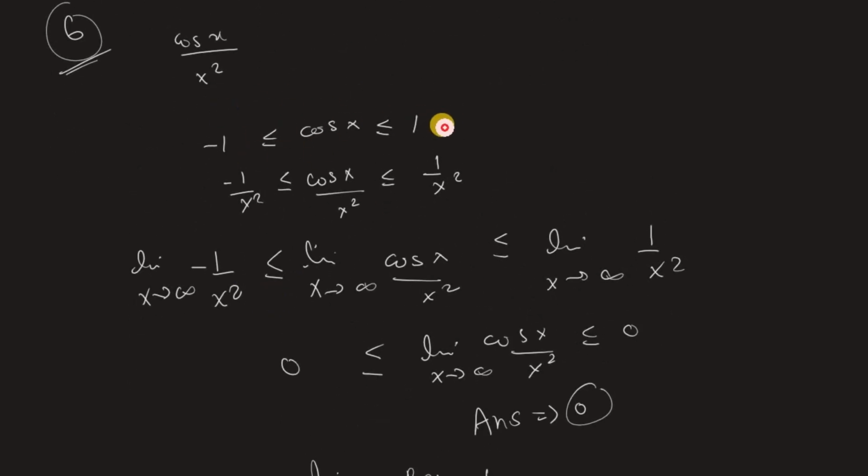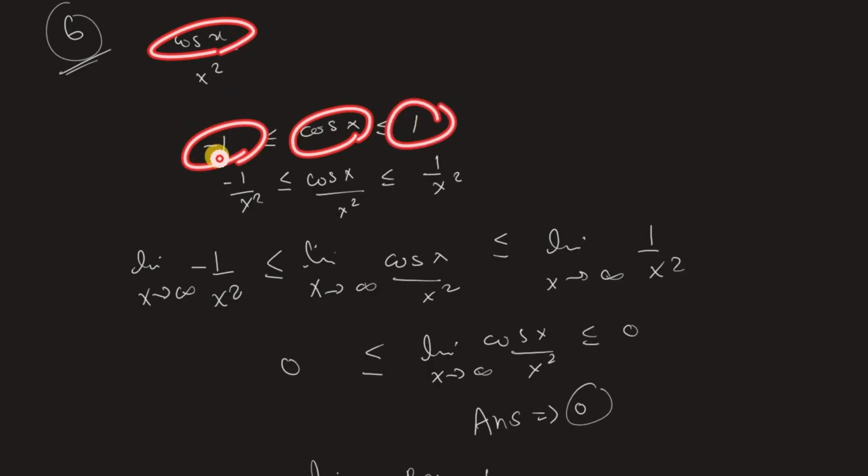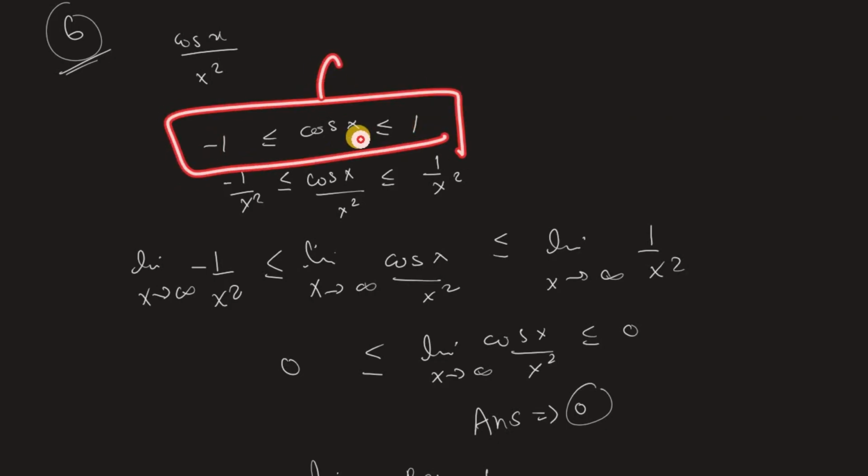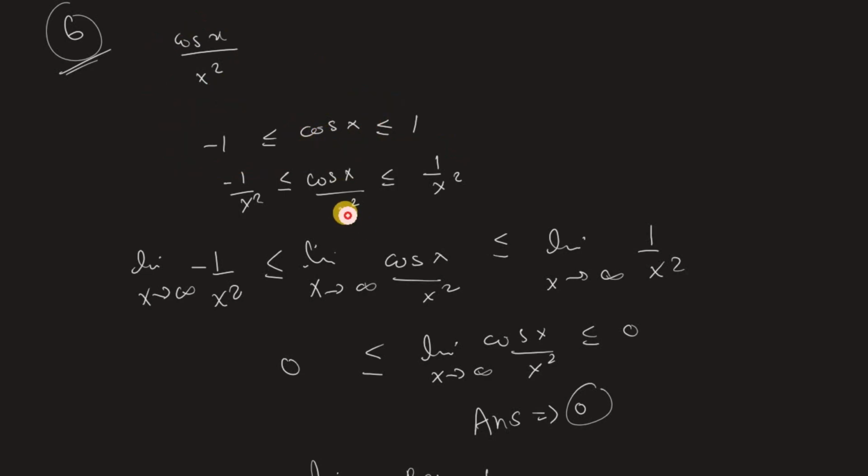What I basically did here was that because it's a squeeze theorem problem, you take the top function that you have, and since cosine oscillates between -1 and 1, you then have to make the cosine x function into this function. And how do you do that? You simply have to divide it by x squared. So if you're dividing this by x squared, then you have to divide this and this by x squared as well.